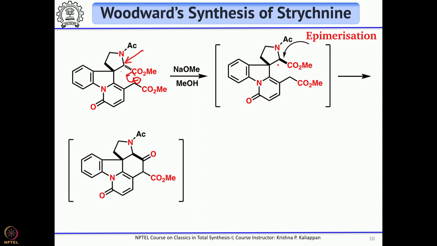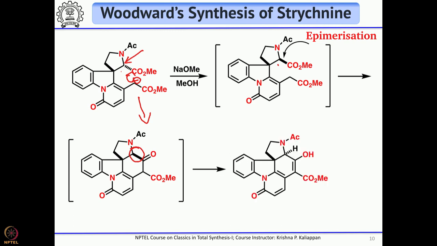So, this is what you wanted, but during this C-C bond formation the epimerization happened and then you got this compound. No problem. Next, what one should do is remove the ketone. You do not want the ketone, there you want CH2.